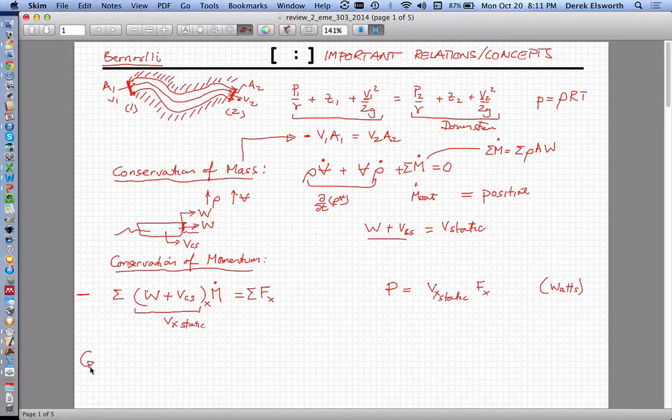If we look at rotational momentum, then it's very similar. It's the sum of a radius cross product of W plus VCS, a mass flow rate, is equal to the sum of, let's do it the other way, a radius cross product with the force. And so this is what we've called before the torque, T. Same as before, mass flow rates.